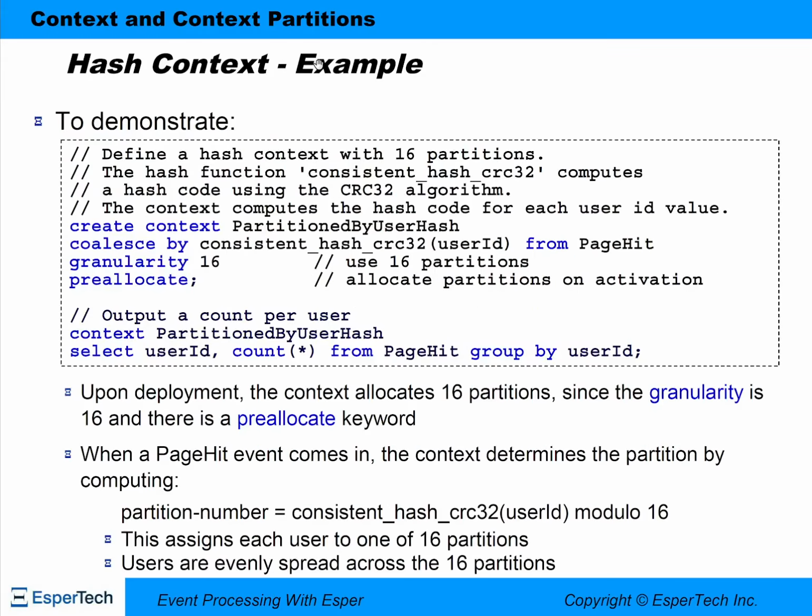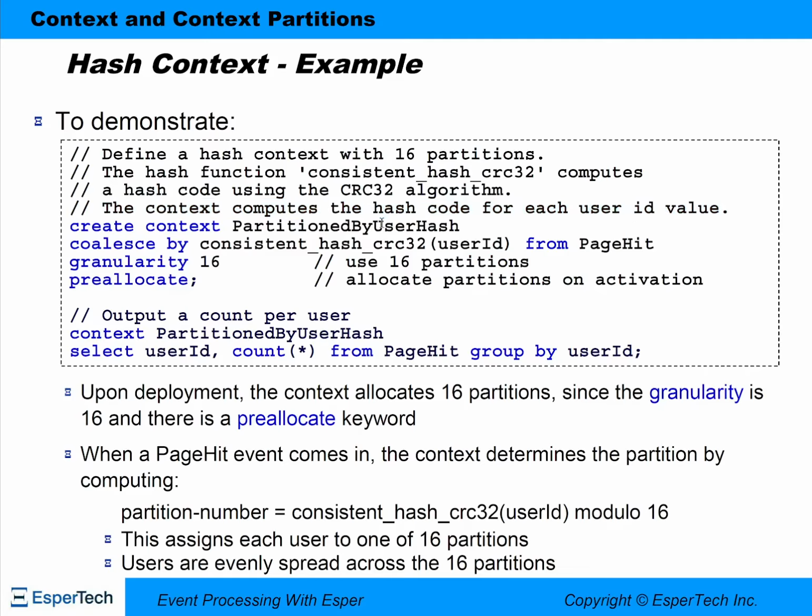To demonstrate, the first statement defines a hash context with 16 partitions. The hash function consistent_hash_crc32 computes a hash code using the crc32 algorithm. The context computes the hash code for each user ID value.